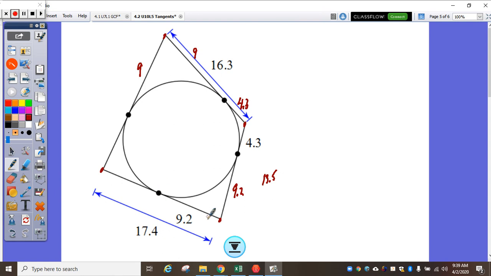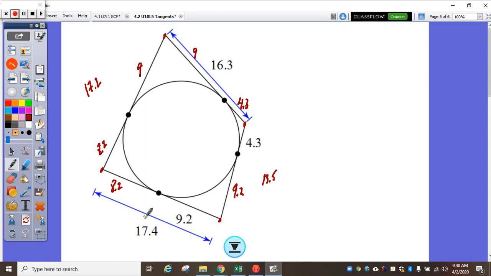And if this is 9.2, then 17.4 minus 9.2 is going to give me 8.2. And this would give me 8.2. So this whole side would be 17.2. So now I have the lengths of the sides of this quadrilateral. 16.3 is this side, 17.2 is this side, 17.4 is this side, and 13.5 is this side. The perimeter of this polygon is adding up all four of those sides.